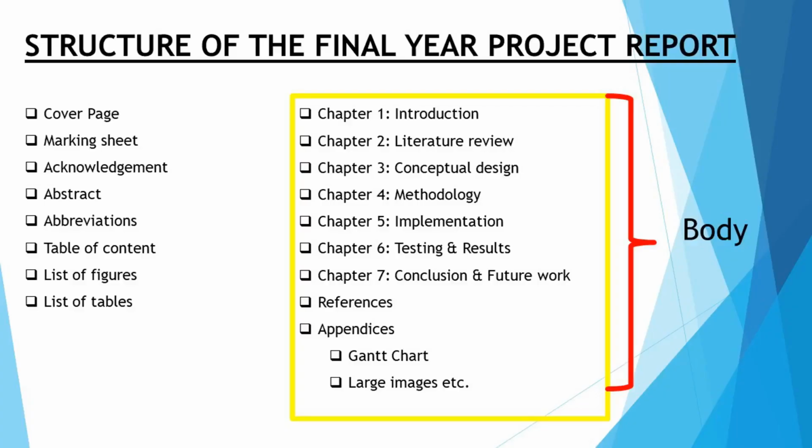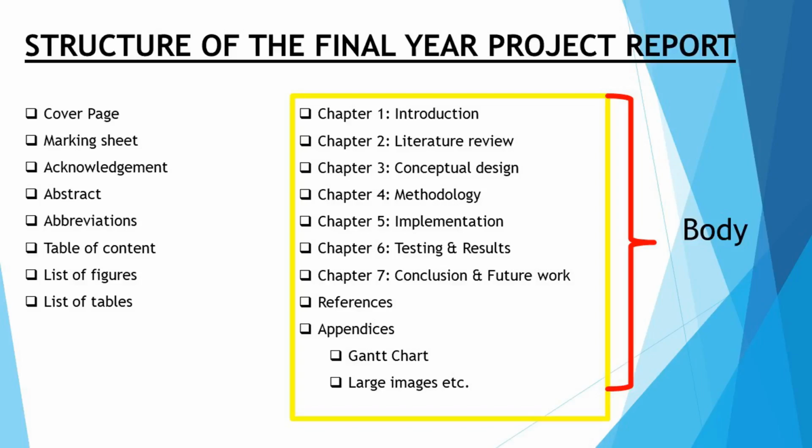Here is the structure of the final year project report. First you're going to have a cover page, then a marking sheet, acknowledgement, abstract, then list of abbreviations, table of content, list of figures, then list of tables. Once you are done with this, you have to move to the body part of your final year project report.